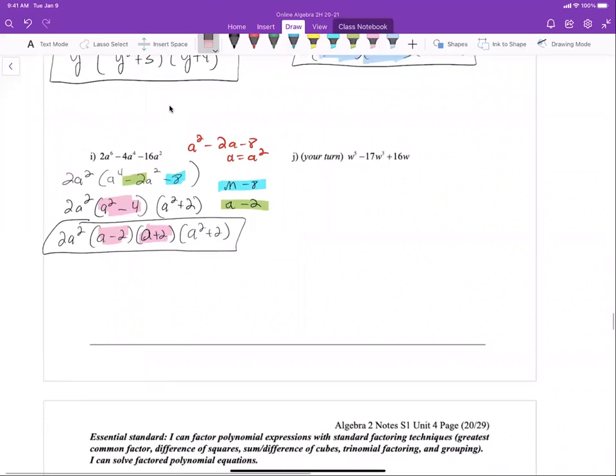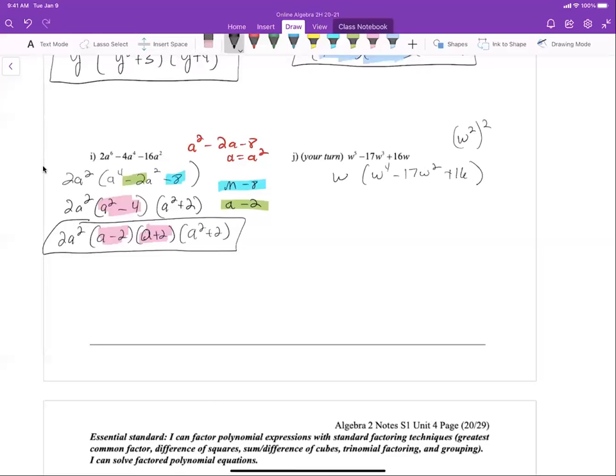After doing J, your turn. Here is how this will work. The first thing we see is that we have a W that is in common, and we can pull a W out. So we will divide each term by W, and we will get W to the 4th power minus 17W squared plus 16. Now notice that I now have a quadratic, 3 terms. I have 3 terms, and it is not quadratic with respect to W, it's quadratic with respect to W squared.